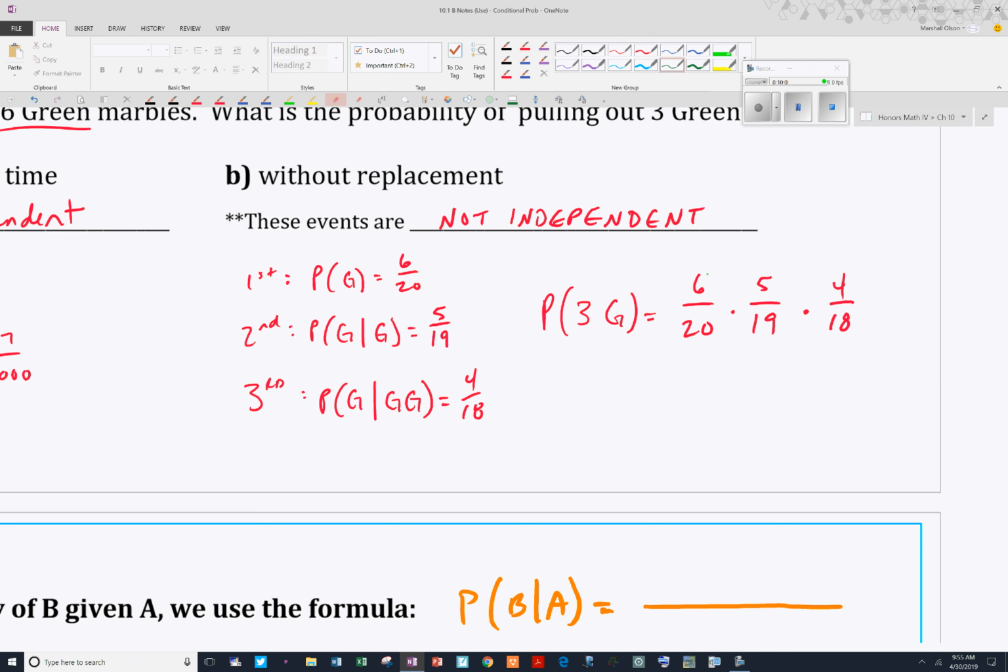Can actually do a little simplifying here. Let's see. Those cancel out. Oh, those are gone. So we have 1/57. Whatever that would be as a decimal. It's about 0.0175.